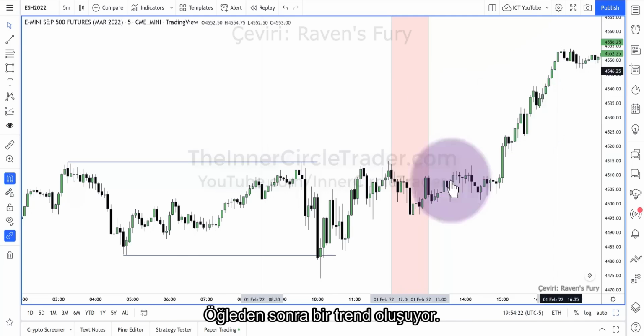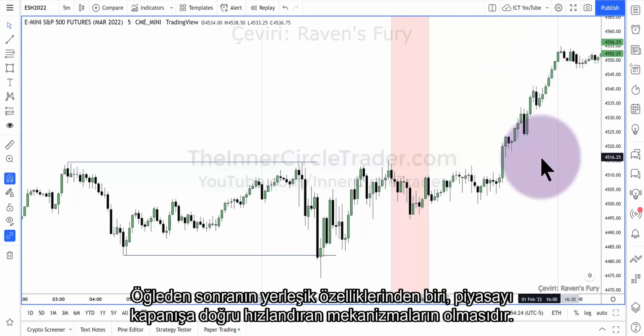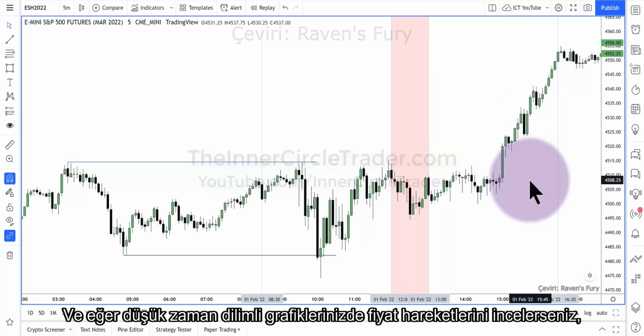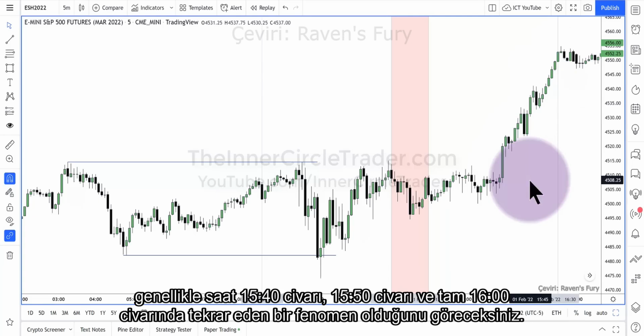So in the afternoon, there's a trend. And one of the built-in characteristics of the afternoon is that there are mechanisms built in that help this market really accelerate into the close. And if you study the price action in your lower time frame charts, you'll see that there's a repeating phenomenon at typically around 20 minutes to 4, and 10 minutes to 4, and 4 o'clock.